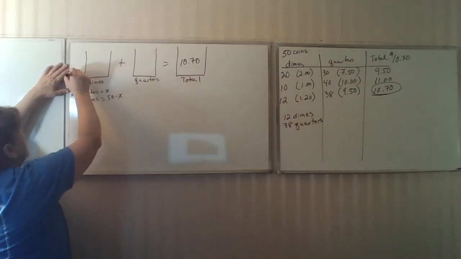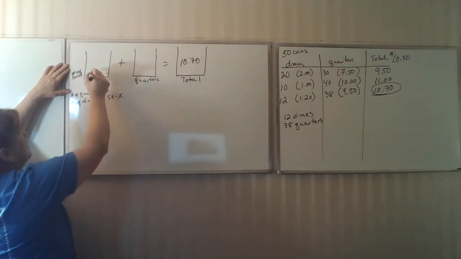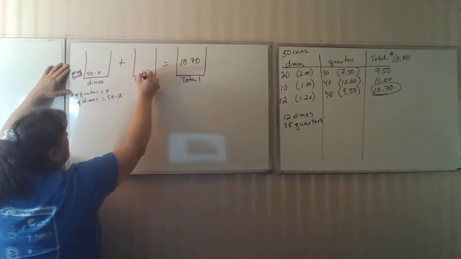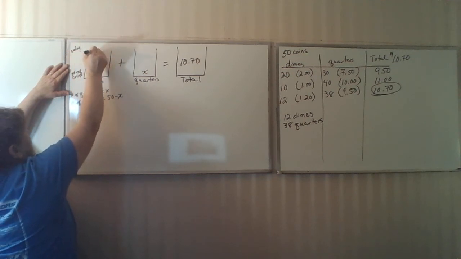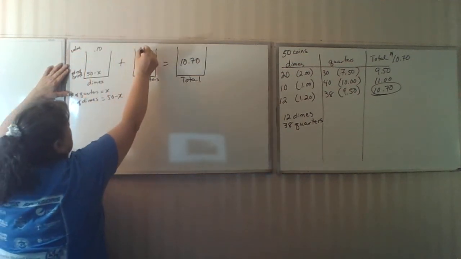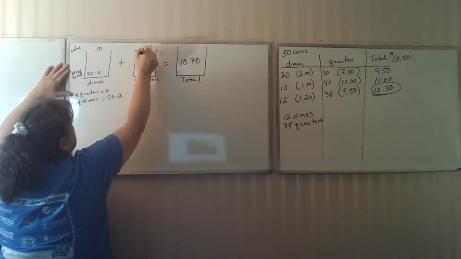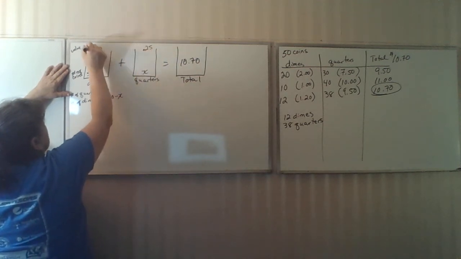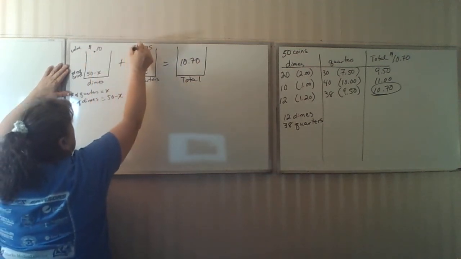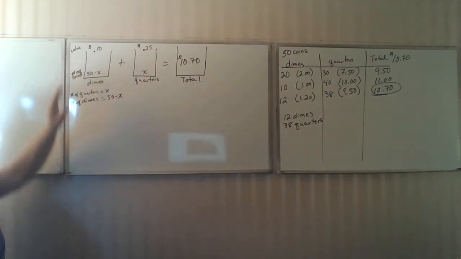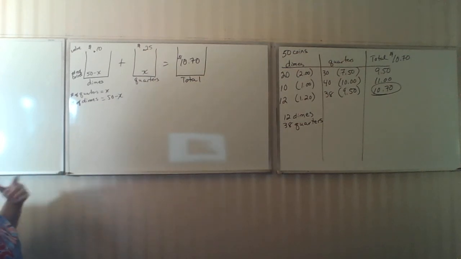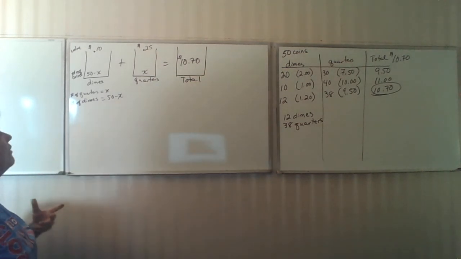So my number of coins is going to go inside my bucket. And this is going to be 50 minus X, and this one is X. The value of my coin is 10 cents and 25 cents. And you notice I'm using the dollar format on this. And it's because our answer, our final amount, is also in dollars. So we have to have the same kind of value for each one.